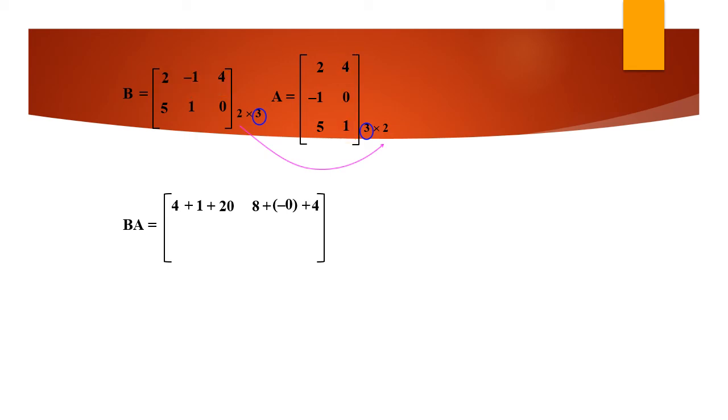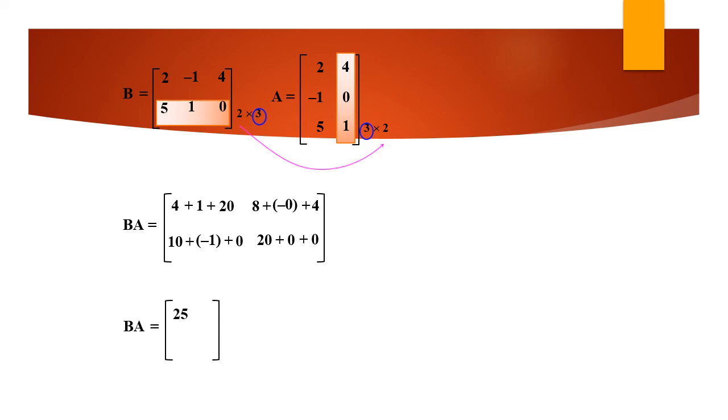To obtain the next two elements, multiply the elements of R2 with C1 and R2 with C2. So 5 into 2 we get 10, 1 into minus 1 is minus 1, and 0 into 5 is 0. Next 5 into 4 we get 20, 1 into 0 is 0, and 0 into 1 is again 0. So simplify it further. B into A will be equal to 25, next 12, 10 and 20.